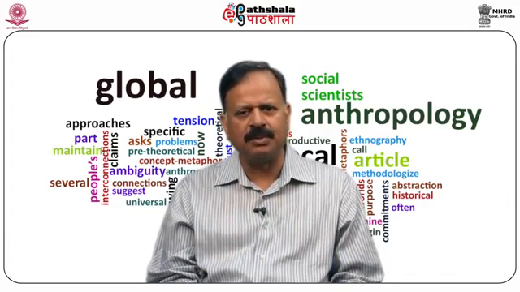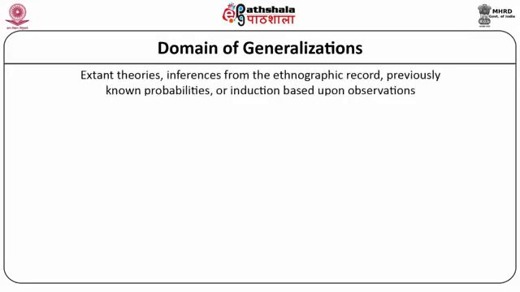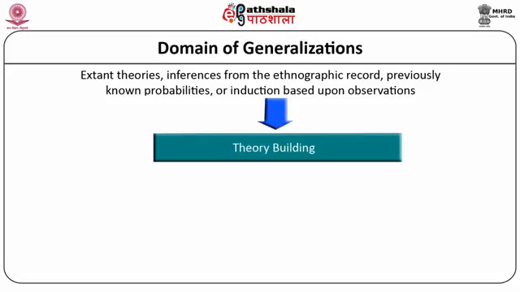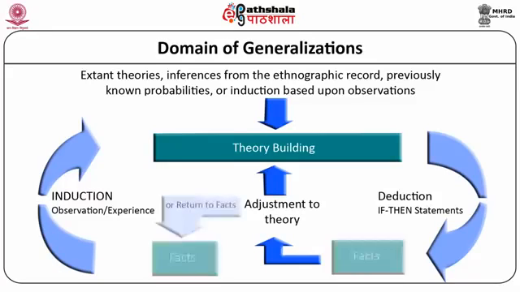But the first question that comes here is, anthropological generalizations could be based on existing theories, inferences from ethnographic records, or previously known possibilities. It could be an induction based upon observations, and generally it leads to theory building. But theory building is a continuous process. The logic of induction and deduction continuously gives rise to new kinds of adjustment to the existing theory, and these new adjustments come from a fresh interpretation of facts on the basis of empirical findings.